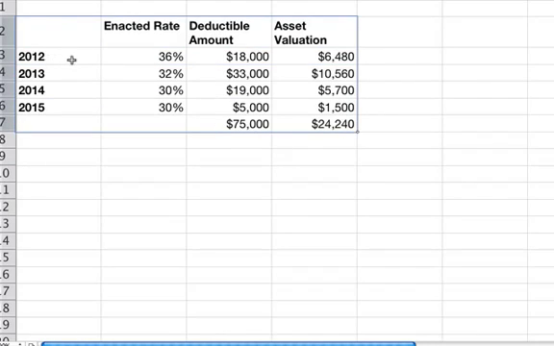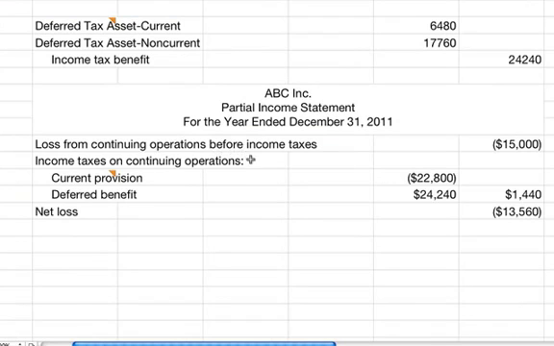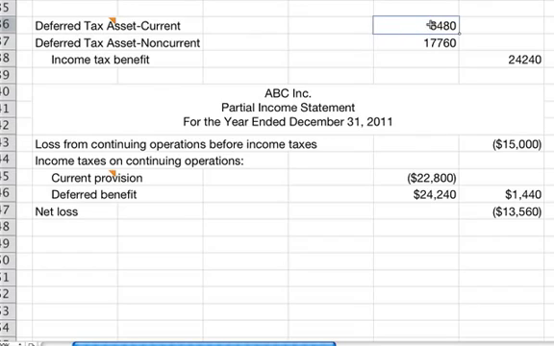in 2012, of the $24,240, you would classify for the current portion whatever the asset valuation is in 2012, because that's what we will cover within the next year. So that's the current portion, 6,480. So that's how you get this number right here, and then this is just the balance of that, and this is the total amount.